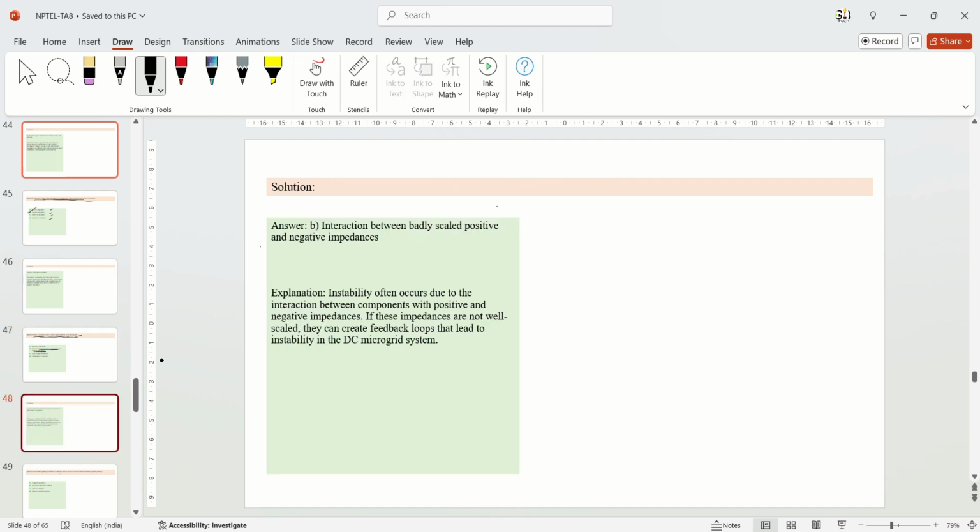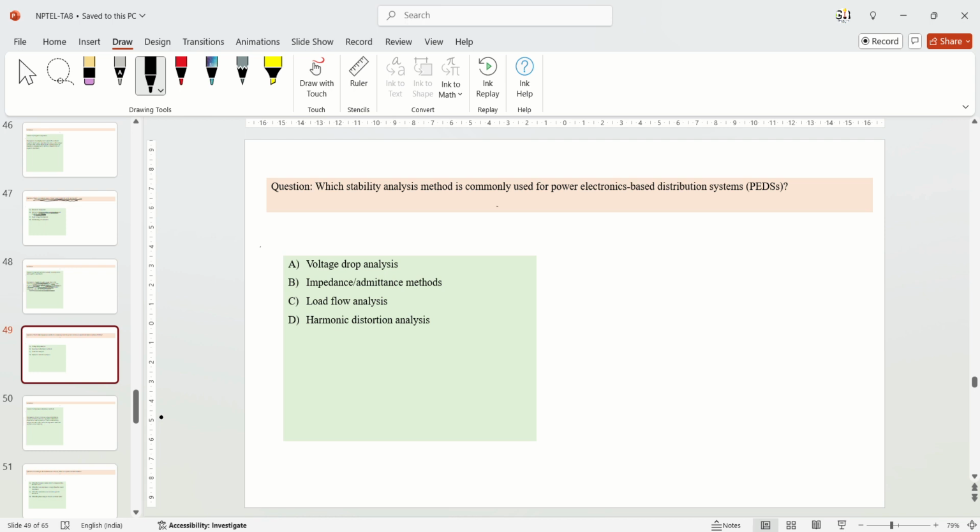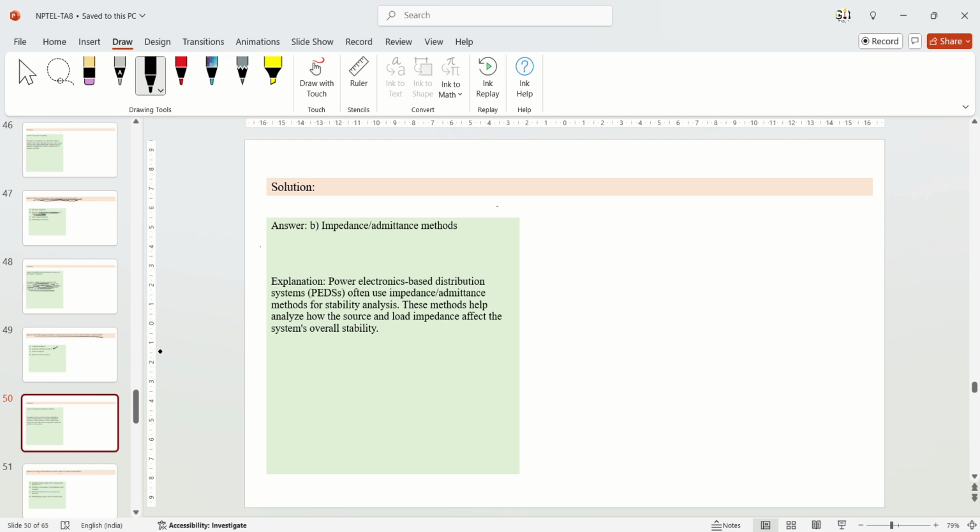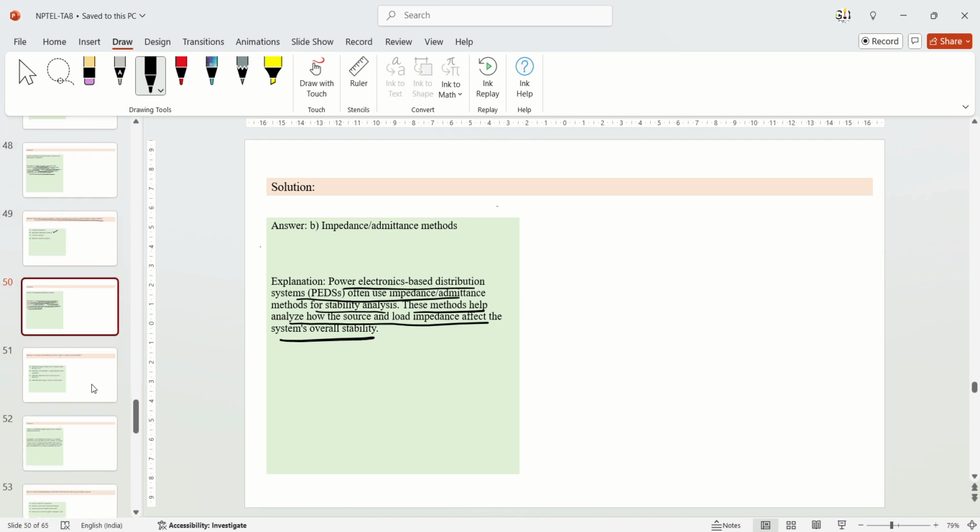Okay, how? Instability actually occurs due to the interaction between the positive and negative impedance components. If these impedances are not well scaled, they create feedback loops that lead to instability in the DC microgrid. The second question is: which stability analysis method is commonly used for power electronic distribution systems? That is the impedance admittance method. The explanation is that power electronic distribution systems often use the impedance method for stability analysis. This method helps to analyze how the source and load impedance affect the overall system stability.